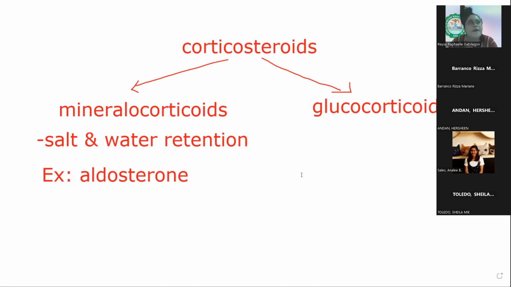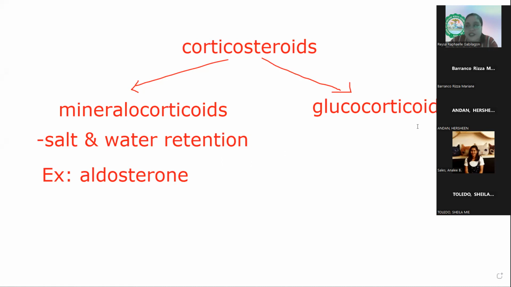Okay? Though some of our sex hormones also have mineralocorticoidal actions. May mga sex hormones tayo like testosterone and our estrogen in the body. Meron silang mineralocorticoidal action kasi itong mga sex hormones natin, they are also considered steroids. They are also considered as steroids, but their action also have this mineralocorticoidal action, which is again the salt and water retention.